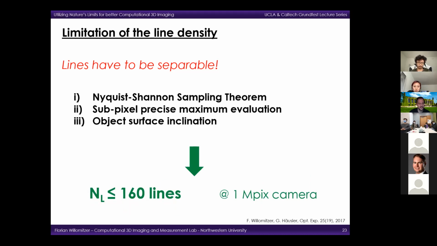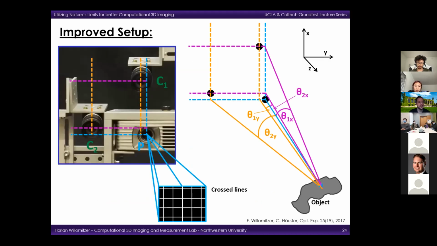But it turns out that with a pretty simple engineering trick, we can even nearly double this number again. And this trick is the projection of a crossed line pattern. The gag here is that you can do this even without introducing additional cameras to the system, only by a slight displacement of the cameras that are already in the system. In fact, what we are doing here is we create 4 triangulation sensors with only 2 cameras.